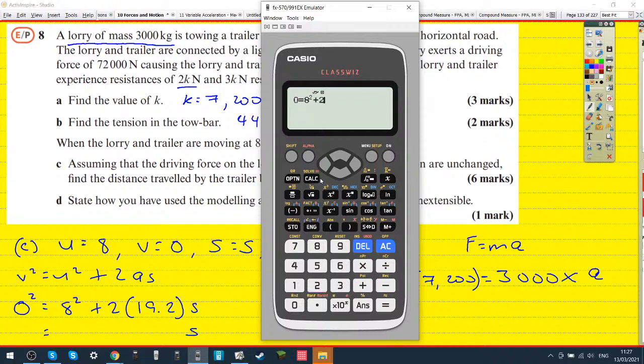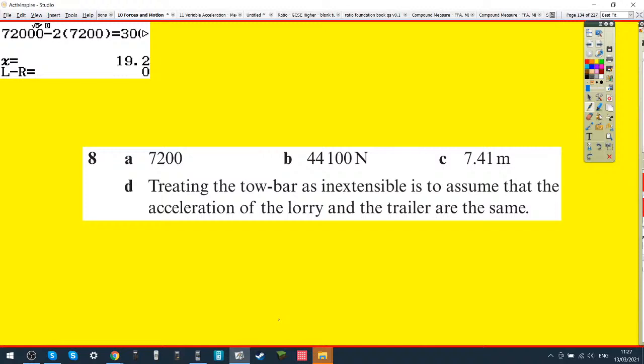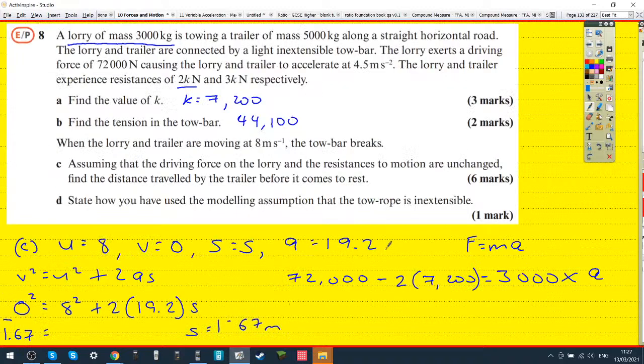I got minus 1.67. So the distance minus 1.67, and so maybe it's like 1.67 meters. Something feels very wrong about this though. 7.41. Yeah. Let me see this. I don't like this at all. Don't like that. I don't have a worked out thing.